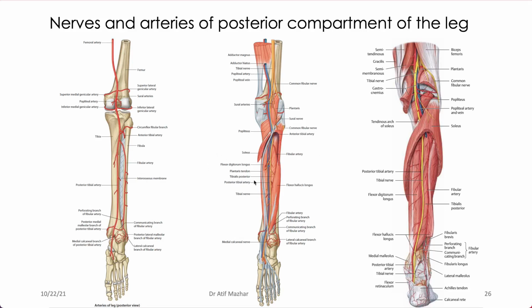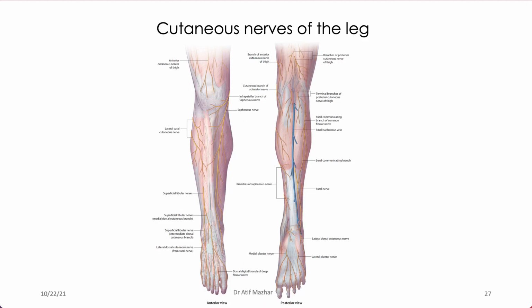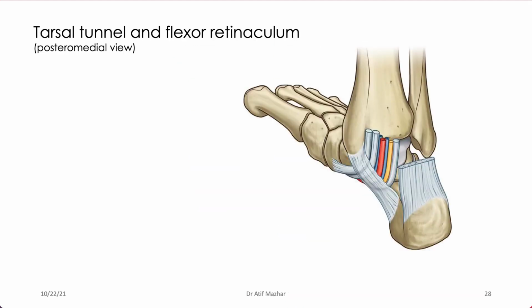Nerve supply we have already talked about. The common fibular gives deep and superficial branches: deep for my anterior compartment, superficial for my lateral compartment, and the tibial nerve is for my posterior compartment. And then we are looking at the cutaneous nerves, who are supplying the front, back, and sides of my leg.